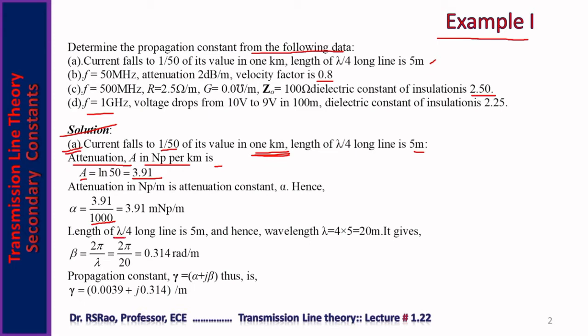Length of lambda by 4 long line is 5 meters. Therefore, wavelength becomes 20 meters. It is so simple, so obvious. Beta by definition is 2 pi by lambda. Lambda is known, so beta becomes 0.314 radians per meter. Alpha is available, beta is available. Now gamma is simply alpha plus j beta per meter.